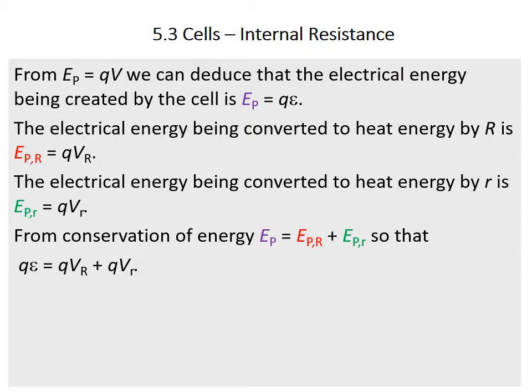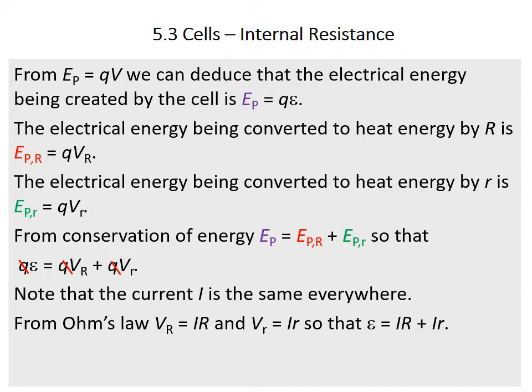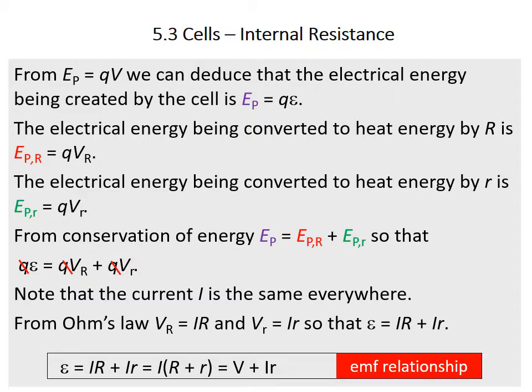So we can replace that with our Q equations. Charge times epsilon equals charge times the voltage across external R plus charge times the voltage within the battery, and the Q's cancel. It's the same amount of current flowing through because current is the same everywhere in series, and from Ohm's law, V is equal to I times R, so that is how we obtain this relationship: epsilon equals IR plus I lowercase r. You can factor out the I, and you can also replace I times capital R with V, because that's the voltage dropped across that particular component in the circuit.